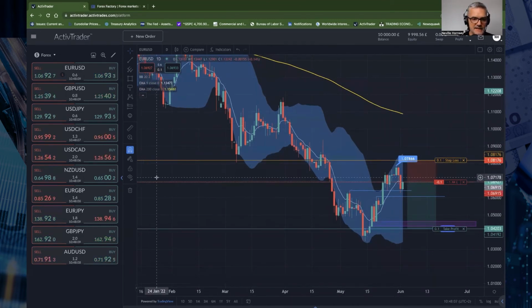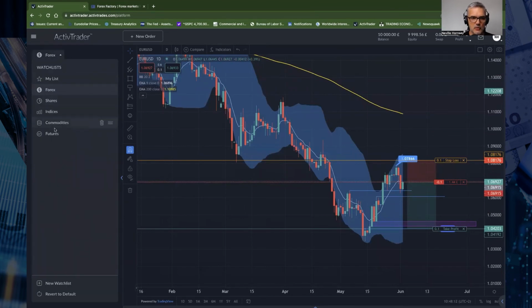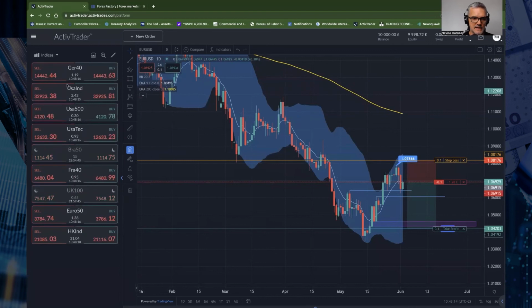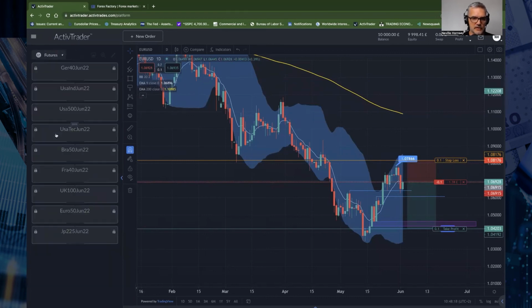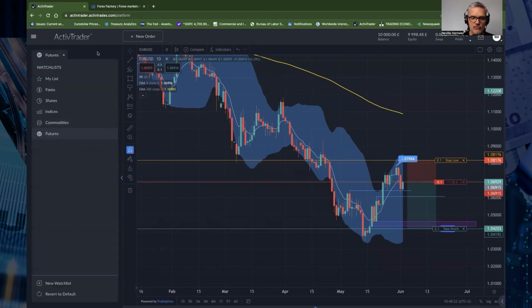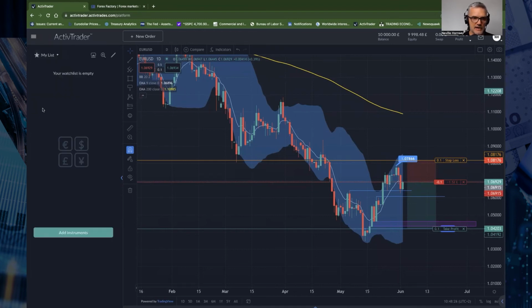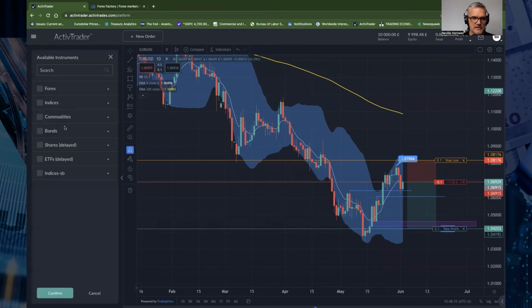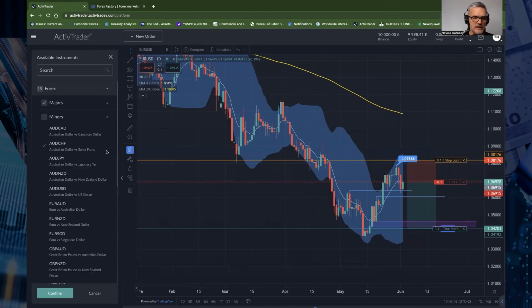In terms of the assets I want to trade, come here, we've got Forex, we've got all these different watch lists, so we could go straight into indices, we could go into commodities, and we could go into futures. So essentially, you could either have a really long list that you create yourself. So you can go to my list and your watch list is currently empty. So you'll need to add some instruments, click on the arrow, hit the majors. If we want to trade all the majors, look into the minors.